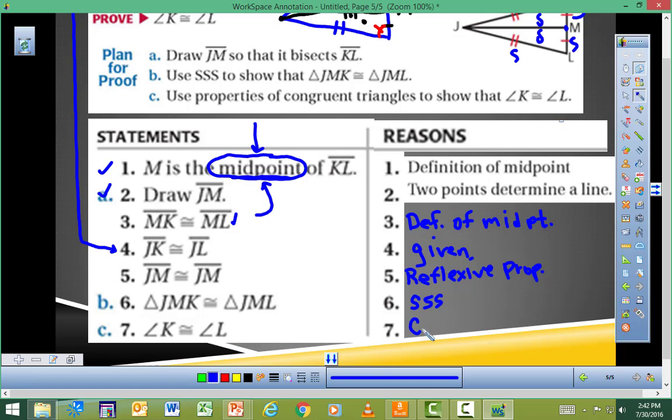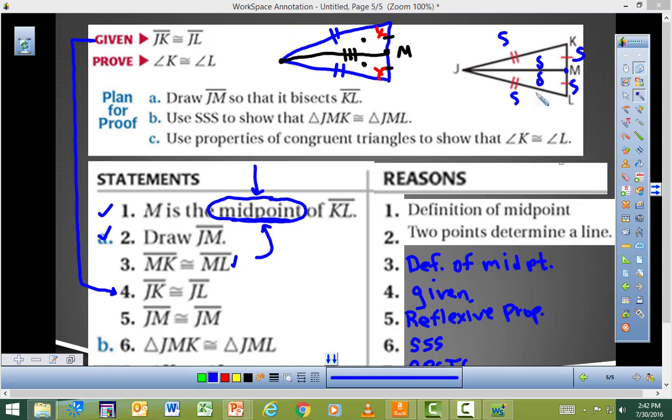And if we look, the final step is to say that angle K is congruent to angle L. Well, that's corresponding parts of congruent triangles are congruent. So there you have it. We just proved the isosceles triangle base angles theorem, whatever it was. Okay?